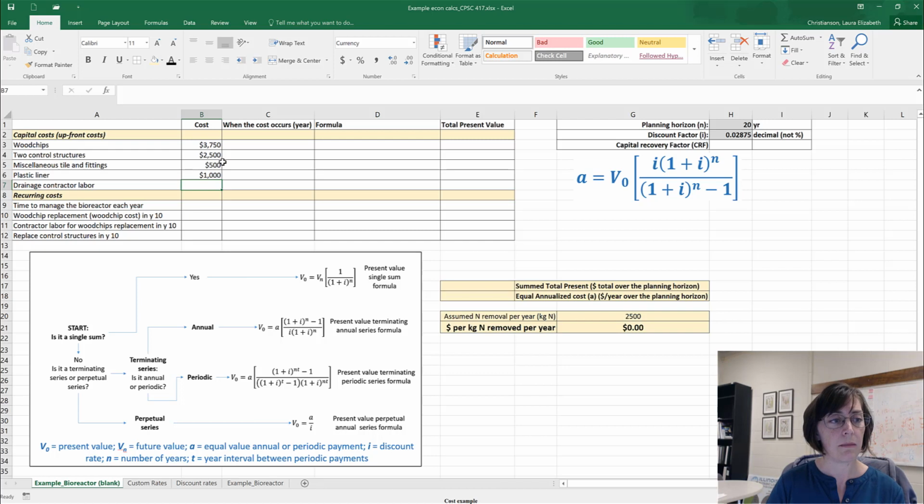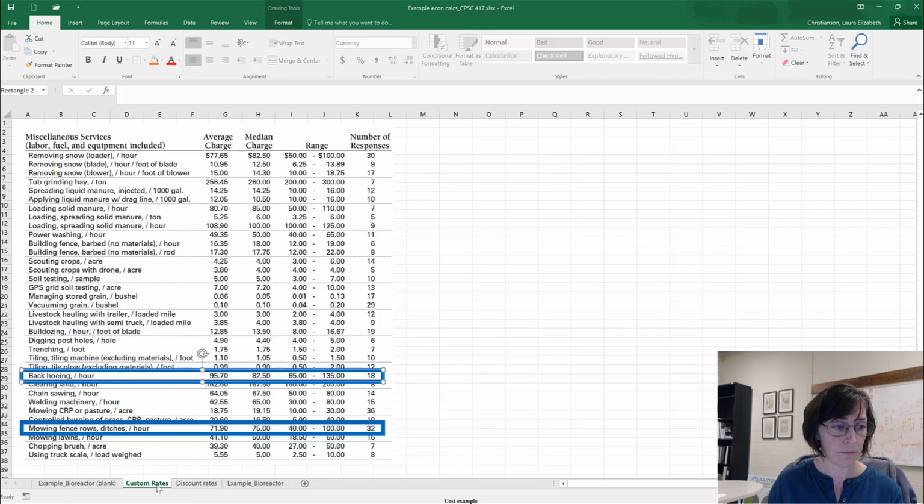Now my drainage contractor labor, that one is a little bit harder for these initial upfront costs, because it's a labor cost. And so this is where our custom rate surveys come in. For drainage contractor labor, I'm going to go to the custom rate survey and look at the backhoeing. It's an hourly cost, and it looks like the average charge across the 18 survey responses they had in Iowa recently was about $96 an hour for backhoeing. The median is a little bit lower, but I'm going to be conservative and use $96 an hour.